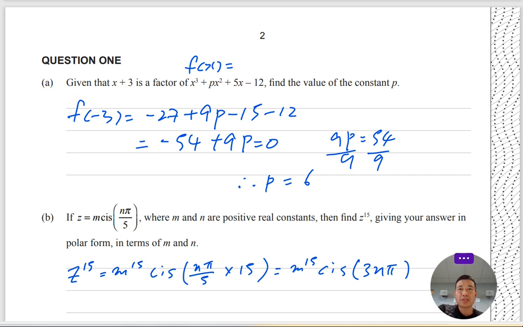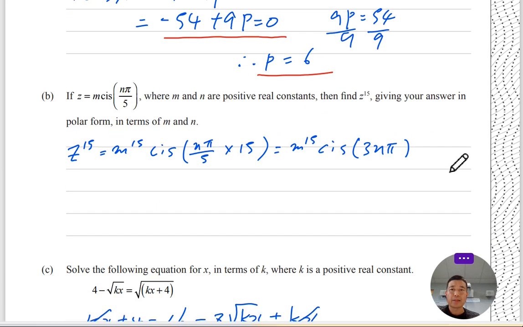Given that x plus 3 is a factor of x cubed plus px squared plus 5x minus 12, find the value of the constant p. So it's factor theorem, isn't it? So I let f of x be this expression. So if I plug in -3, then I will get 0. That's what it means, right? So it turns out p is 6, right?